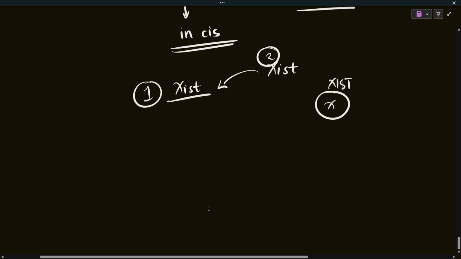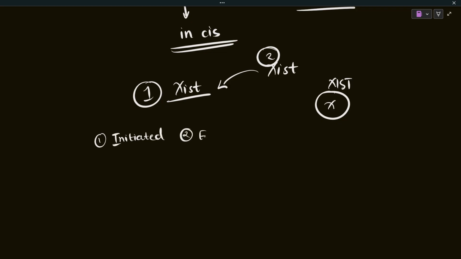Okay, so this is how it is initiated, and then the establishment is done. Establishment of X chromosome inactivation is due to the PRC2 complex, which does the gene silencing. So it establishes all of the repressive marks, and then there is spreading.